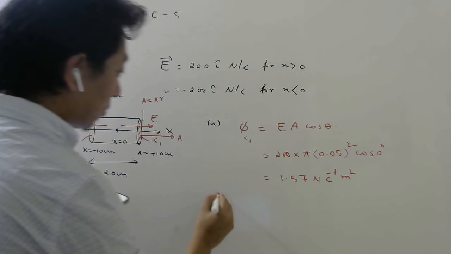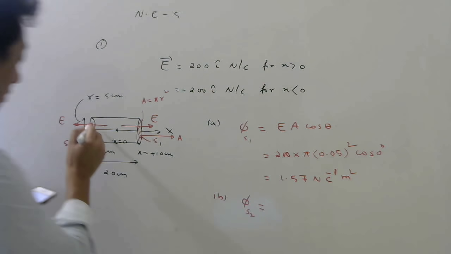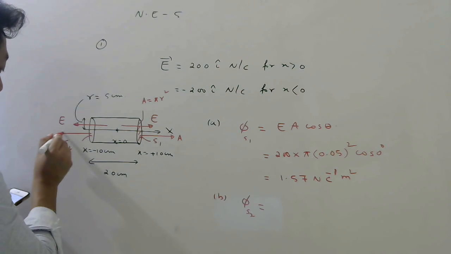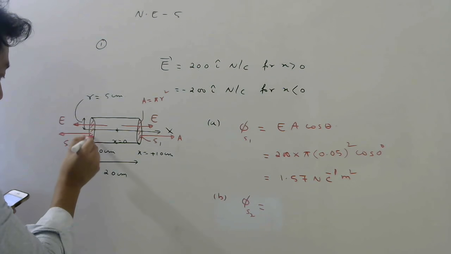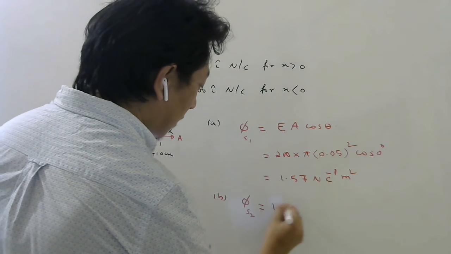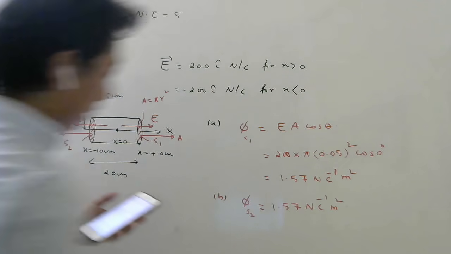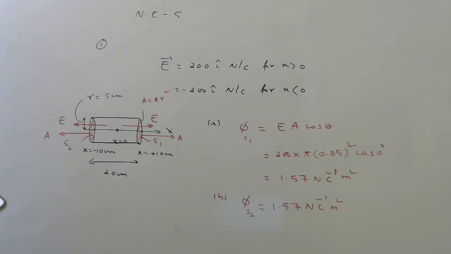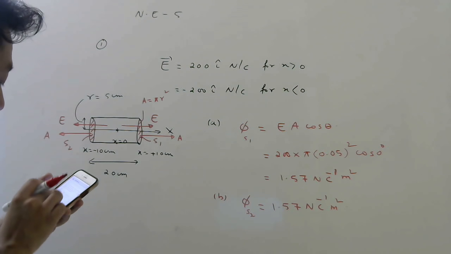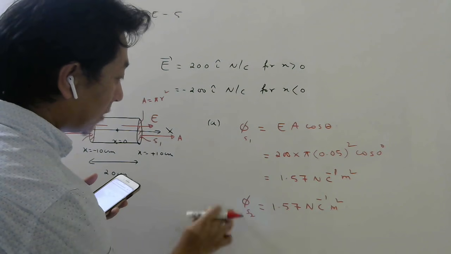What about the flux through the other flat surface? This surface. The electric field is here. The area vector is always drawn outward and perpendicular to the surface. So here also the same thing will come, 1.57. So in both cases, the value of the flux will be the same. What about this curved surface? They have asked about the curved surface. What is the flux through the side? So this is part A, these two are part A, okay.